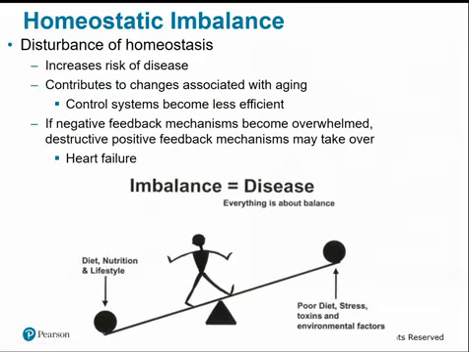So any disturbance of homeostasis or imbalance can increase the risk of disease. It can also be contributed to by changes associated with aging. So just as we get older, things start to break down, and these feedback and control mechanisms just become less efficient. Ultimately, if the negative feedback mechanisms become overwhelmed, so we're not able to fully restore homeostasis, then it may shift into a destructive positive feedback in cases like heart failure or progressive types of disease.